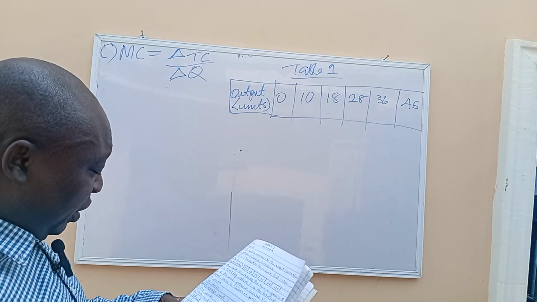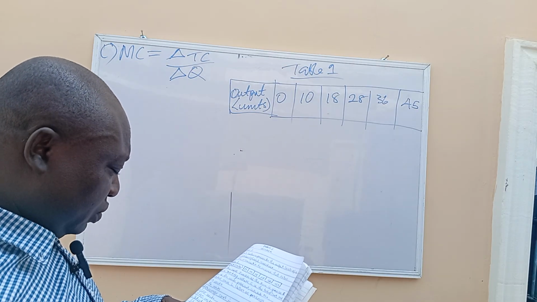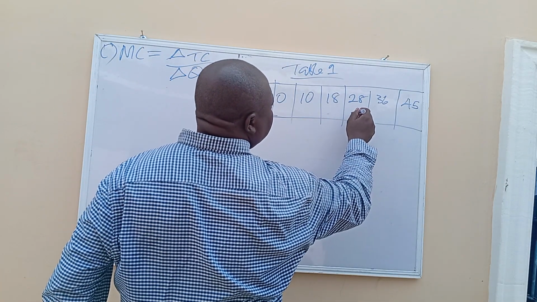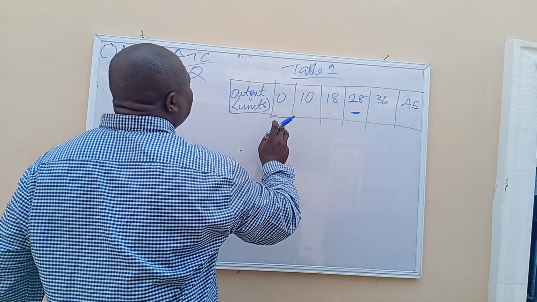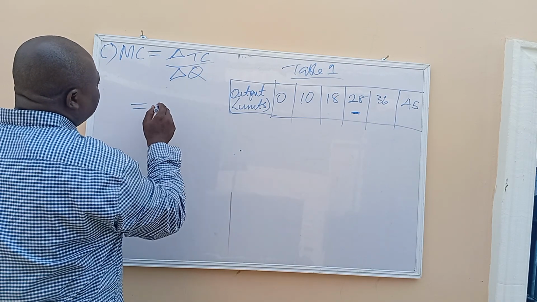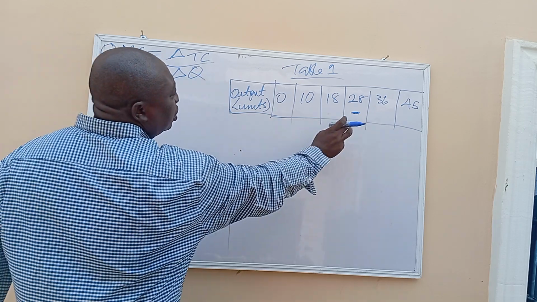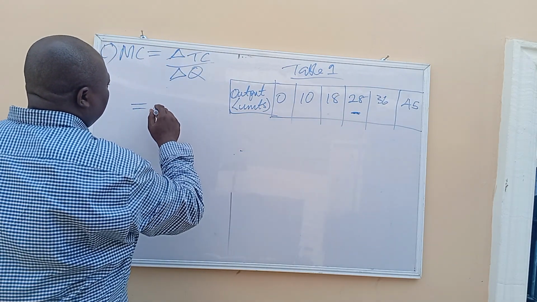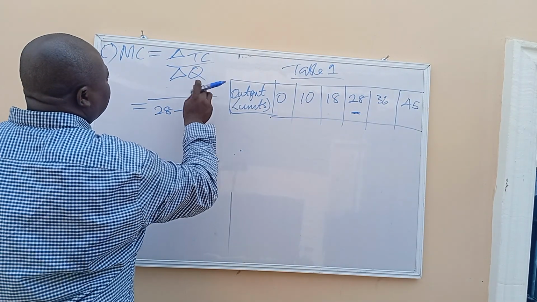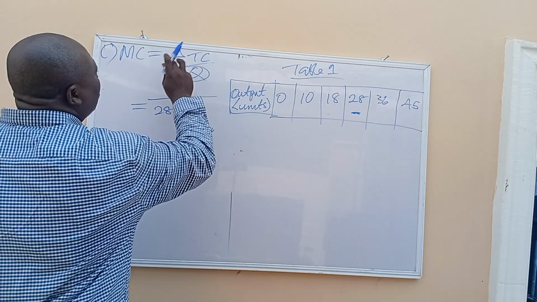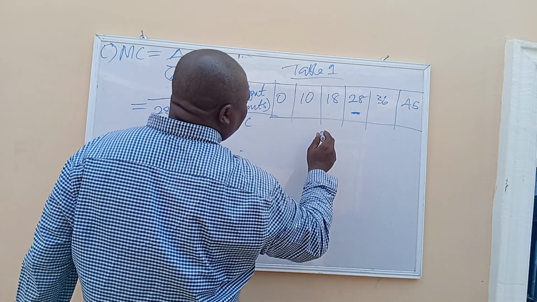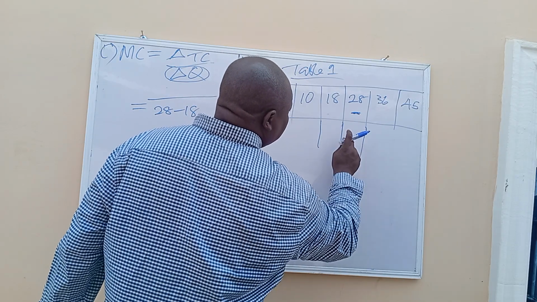Okay? Now, this particular question says, what is the marginal cost in dollars of producing 28 units? This 28 units. And look at the formula. Change in total cost over change in what? Output. Okay, so this change in output, it will be 28 minus 18. So this is our output. Okay, so we have gotten this one now. But this one, change in total cost, it means we need to know the total cost of this and this.